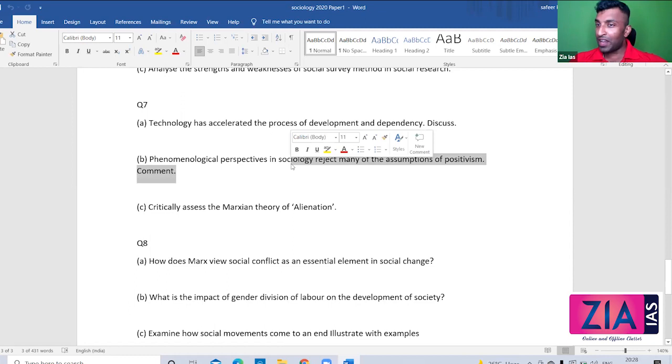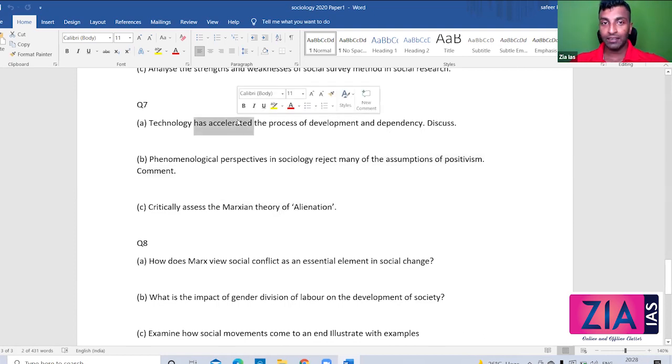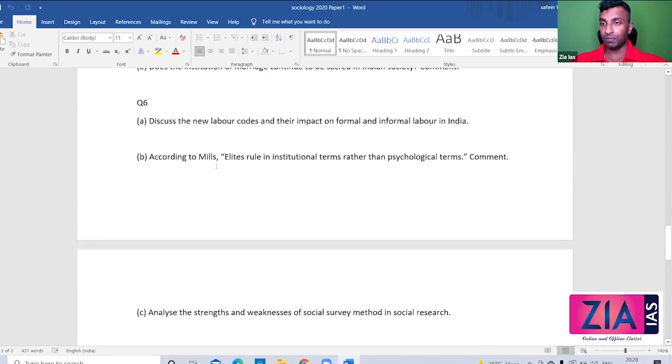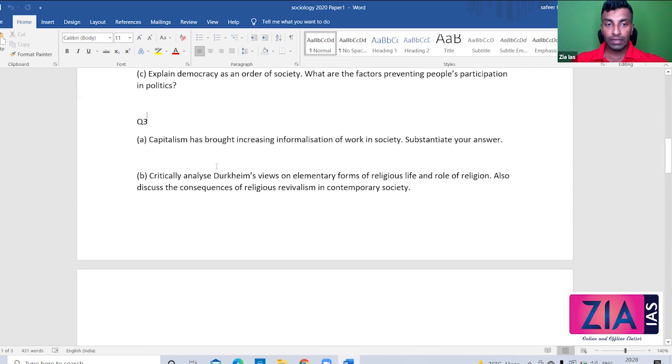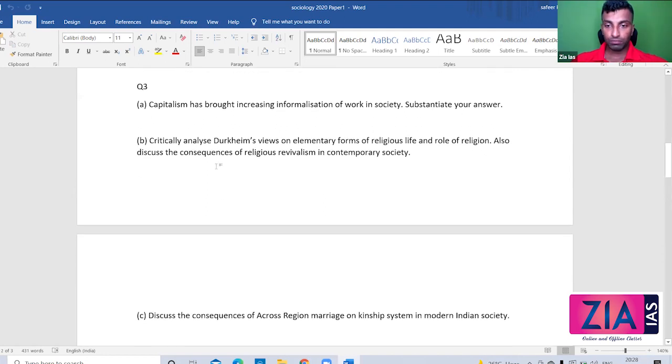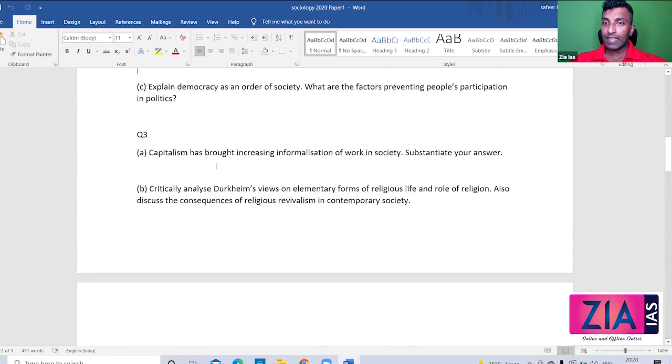Phenomenology, very good we are in the first initial chapters, and then Marx theory of alienation. This is something which we already have studied in syllabus. So question number 7 also I'll go for it. Now 2, 3, which one I'll have to go? I think I'll go for 2, 3 is actually a confusion.